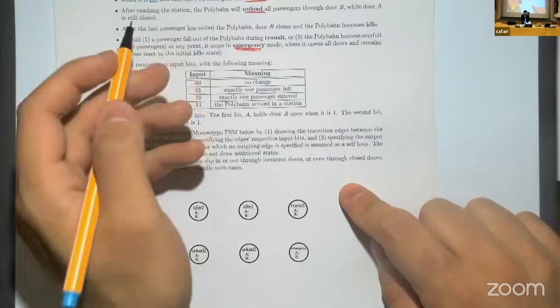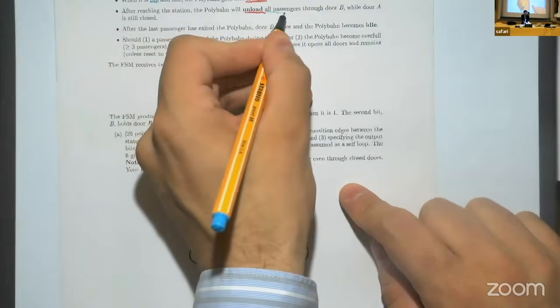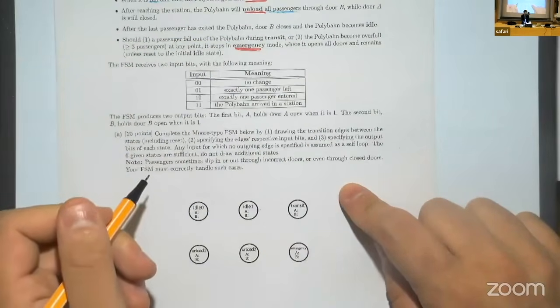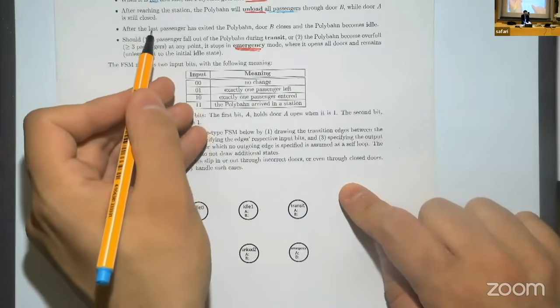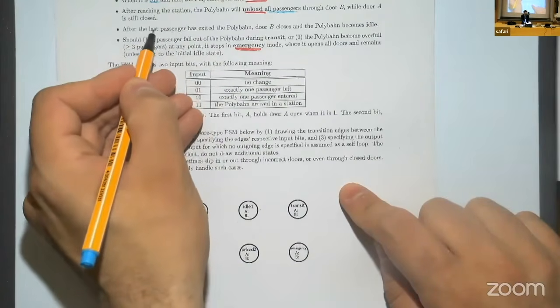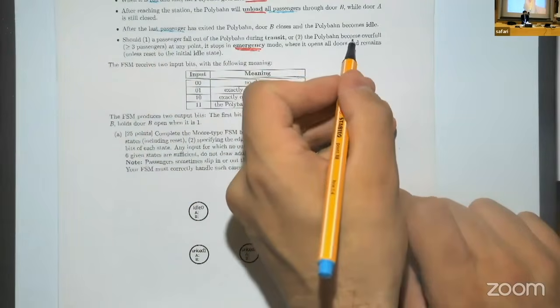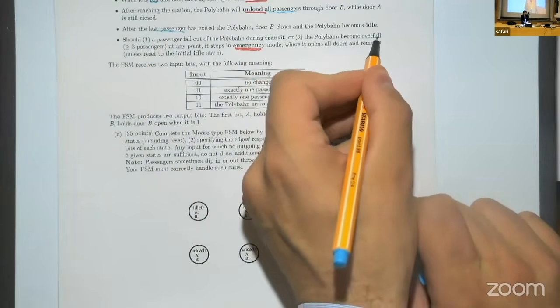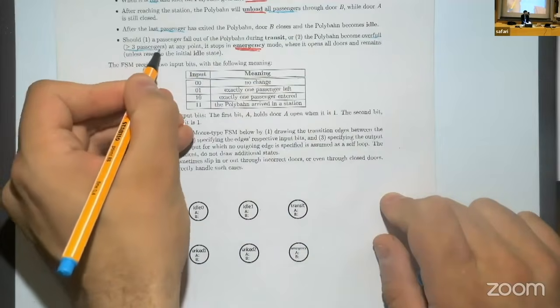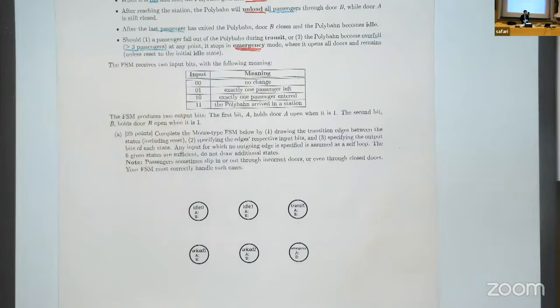And then it will unload all passengers. So somehow the passenger count dropped to 0. And then once you're at 0, the last passenger has exited, and it becomes idle again. And then finally, there's an additional specification. It's when it becomes overfull, which is more than 2 passengers. Then it will go into emergency mode. So based on that, I think the key takeaway is that we should be doing some kind of counter, right?